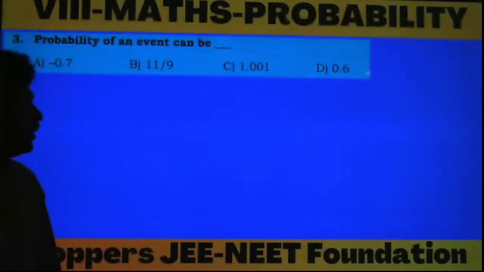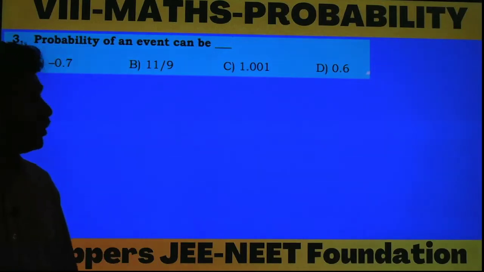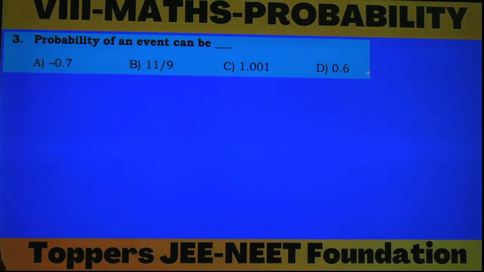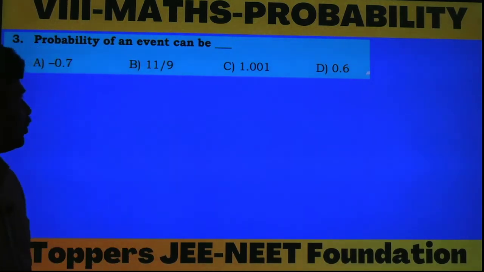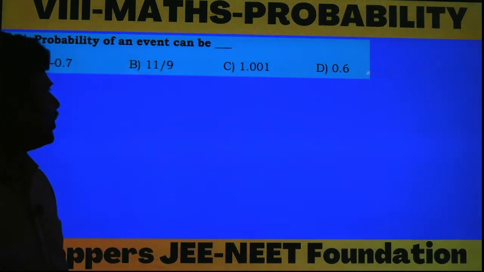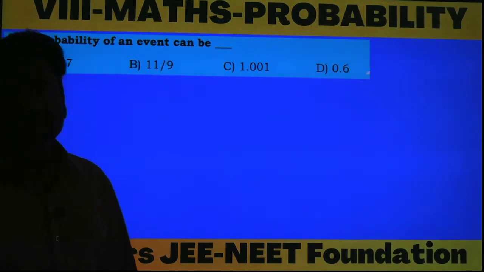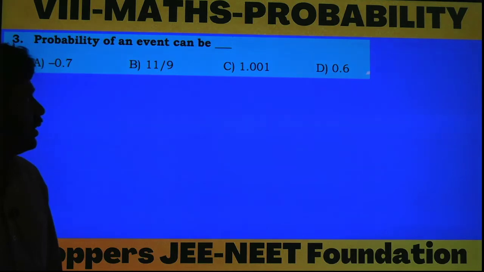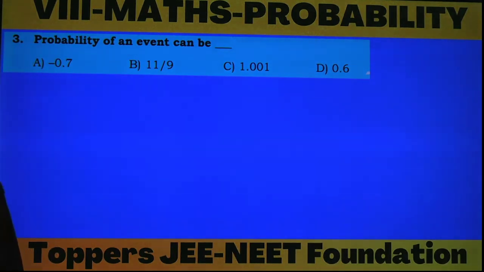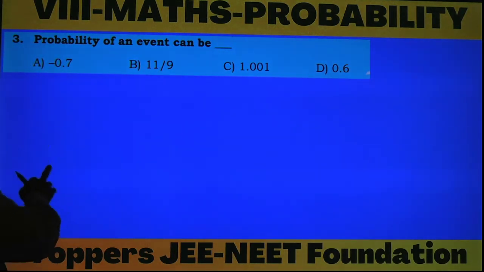Probability of an event can be, here probability of any event must vary from 0 to 1, meaning it cannot be negative and it cannot be more than 1. So, option A is wrong. Option B, 11 by 9, the value of 11 by 9 is more than 1. So, that is also wrong. 1.001, that is also exceeding the value 1. So, that is also wrong. 0.6, yes, it is lying between 0 and 1. So, option D is the correct answer. Next question.